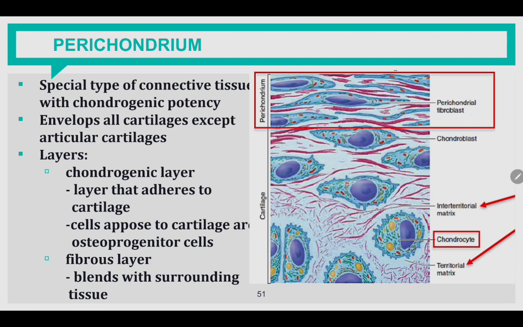Okay, the chondrogenic layer is the layer that adheres to the cartilage. So, here you can find yung ating mga chondroblasts. Sa chondrogenic layer, dyan nakahilera ang ating mga chondroblasts. The cells opposed to cartilage are osteoprogenitor cells. Remember that osteoprogenitor cells are found, 'di ba? Makita siya sa ating bones, bone matrices. Here, ang makita sa ating perichondrium are your chondroblasts. Okay?